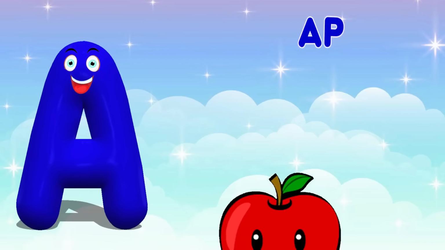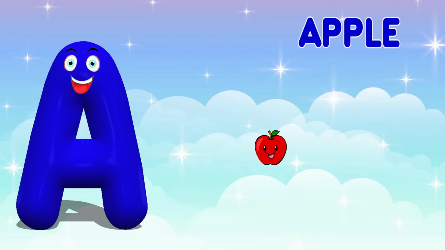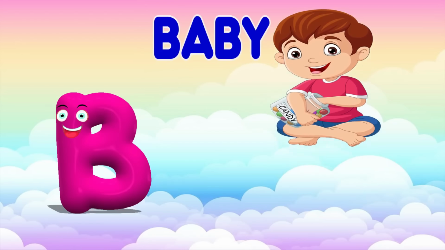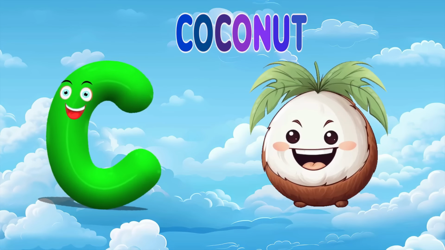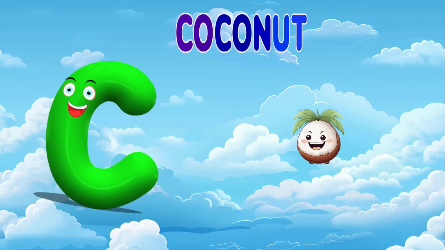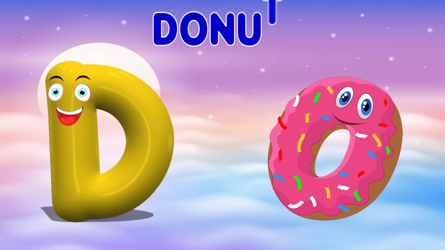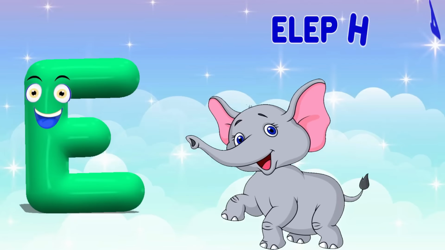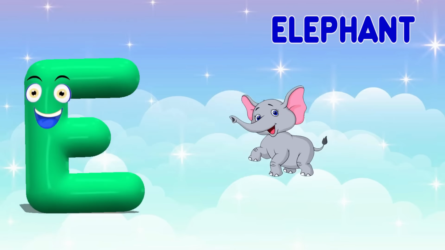B is for apple. Apple. B is for baby. B, b, baby. C is for coconut. C, c, coconut. D is for donut. D, d, donut. E is for elephant. Elephant.